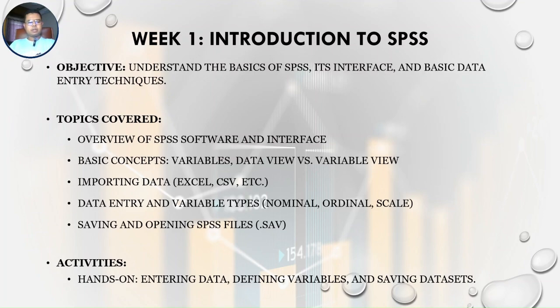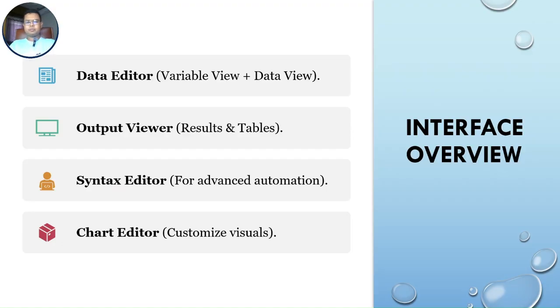Next, the basic concepts, for example, variable, data view, and variable view. How to import data, how we can enter data and variables, and how we can save or open a file. There is some hands-on practice: entering data, deleting variables, defining variables, and saving a data set. Next, we have some interfaces. In SPSS, commonly you will find 5 types of interface.